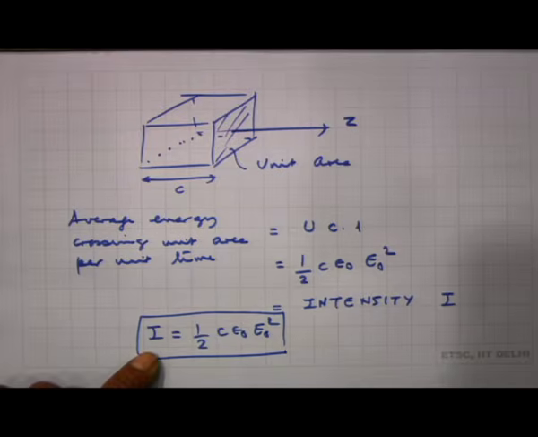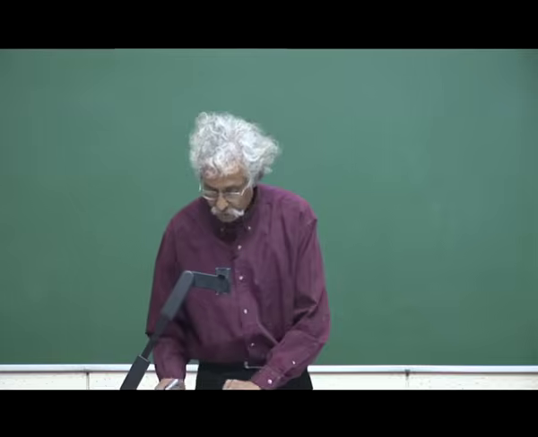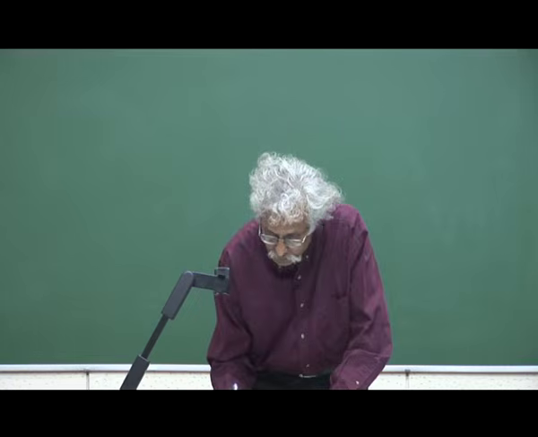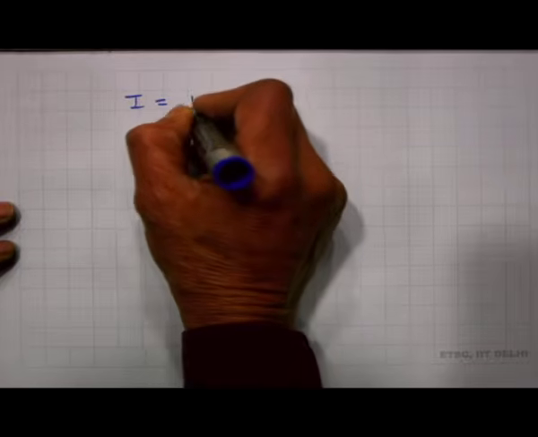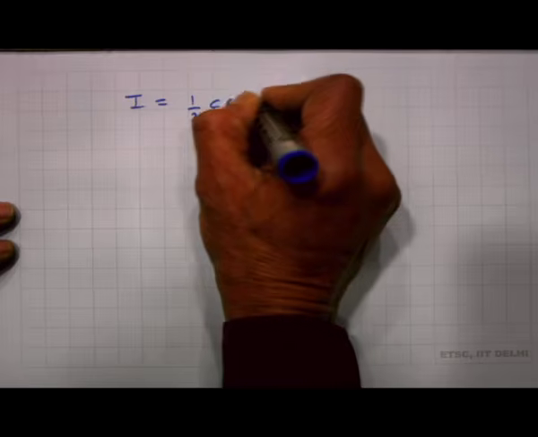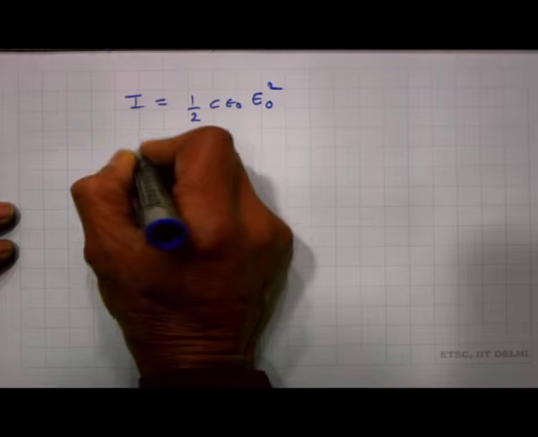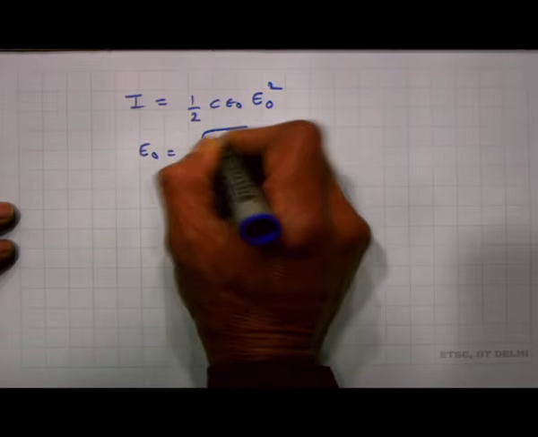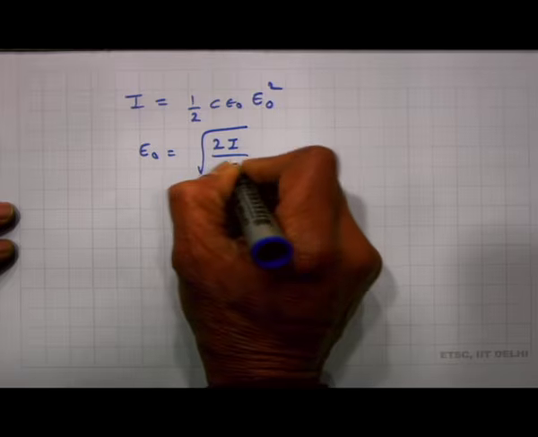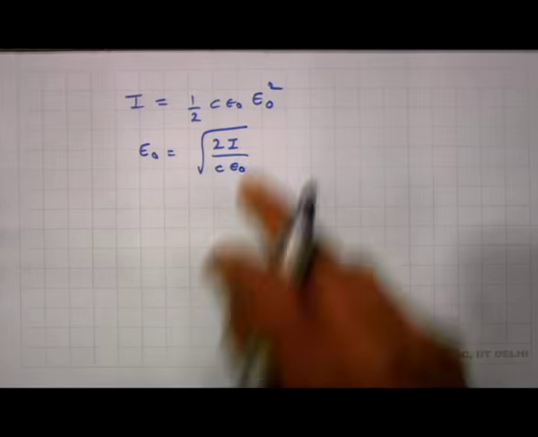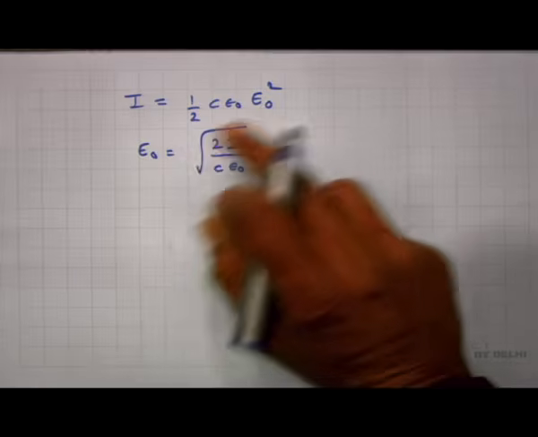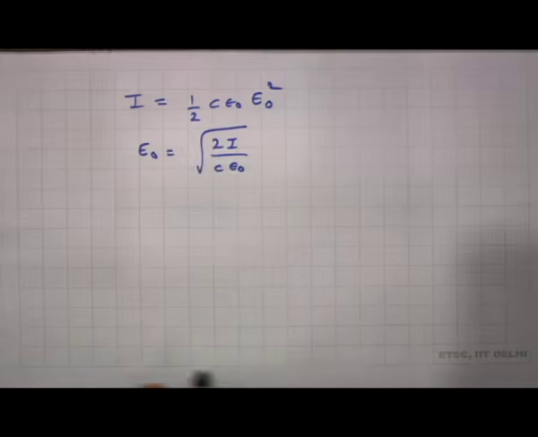If you know the intensity, if you know the power crossing per unit area per unit time, then you can calculate the corresponding electric field here. Let me write this equation again: I is equal to 1 by 2 c epsilon 0 E naught square, and E naught is also equal to square root of 2 I by c epsilon 0. So, if you know the intensity, you can calculate the electric field. If you know the electric field, you can calculate the intensity of those waves.